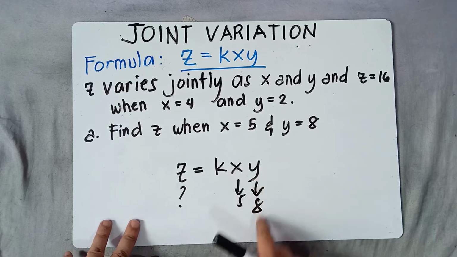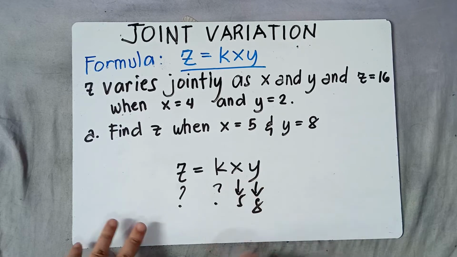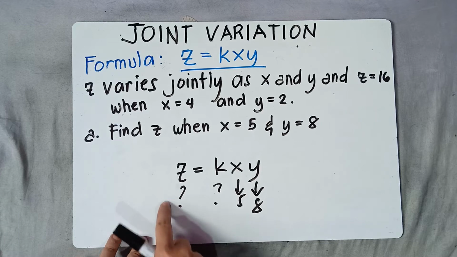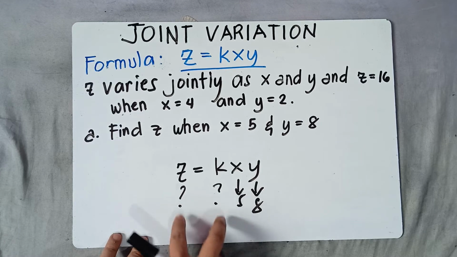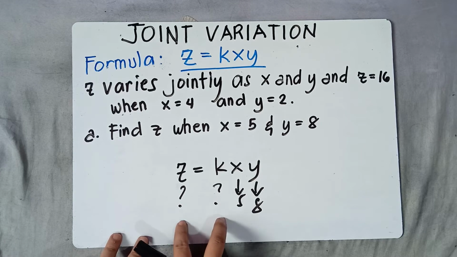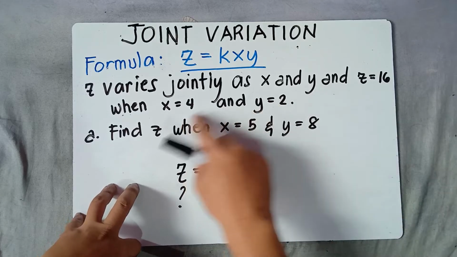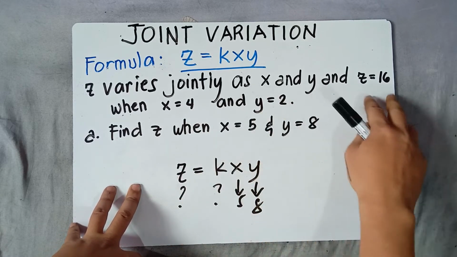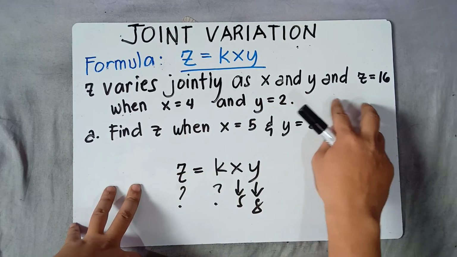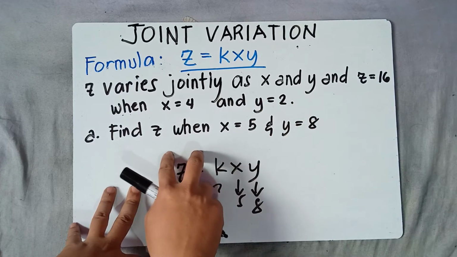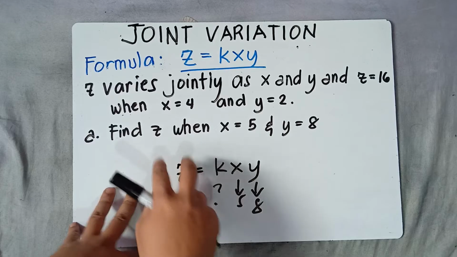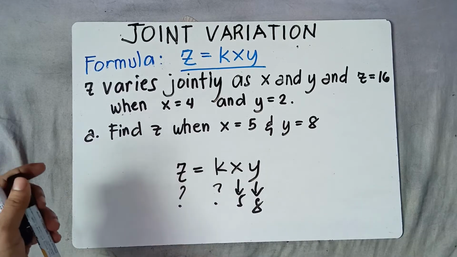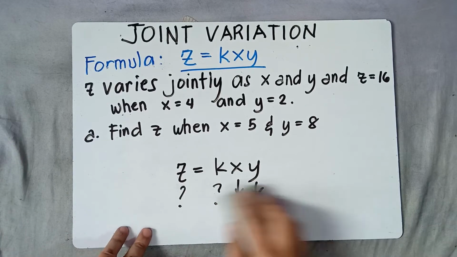X equals 5, y equals 8, and you don't have the value of k, you don't have the value of z. So therefore, you cannot solve this one because there are two variables. Two variables are not given. So the thing that you will do is you need to find the constant first in these given numbers. Z equals 16, x equals 4, and y equals 2. You need to get the constant. And once you get the constant, you can now solve for this a. Okay, you can now solve for this question. Alright, let's find the constant.